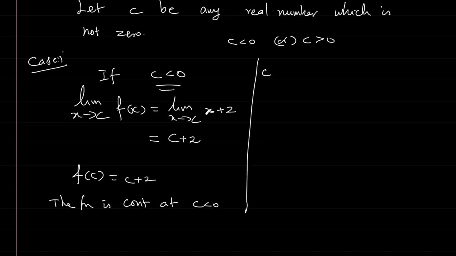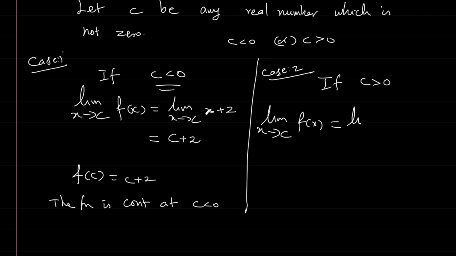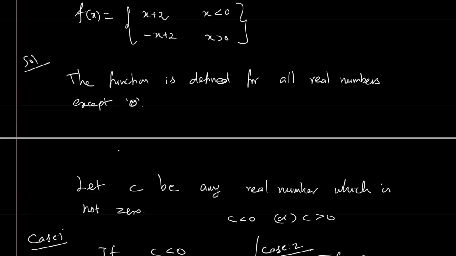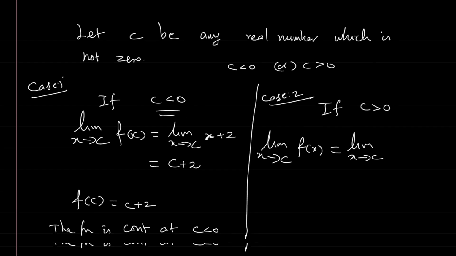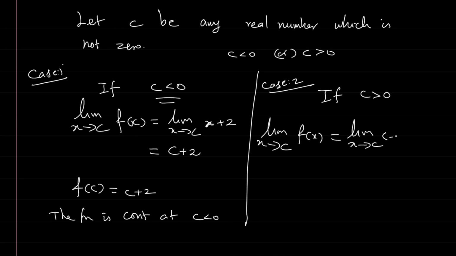Now what about the other case, case 2? If c is greater than 0, then limit x tends to c of f of x is equal to limit x tends to c. Since c is greater than 0, the function will take the value, if x is greater than 0, minus x plus 2. Therefore when we replace x by c, you will get minus c plus 2.